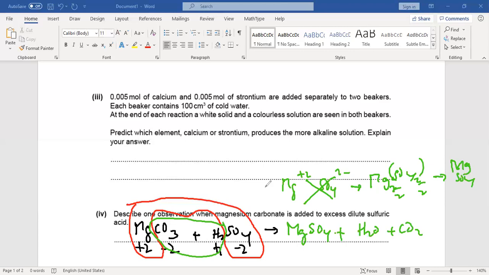Because it says that you only need to describe one observation, you may say that this one is effervescence, or you may say that we have bubbles of CO2.